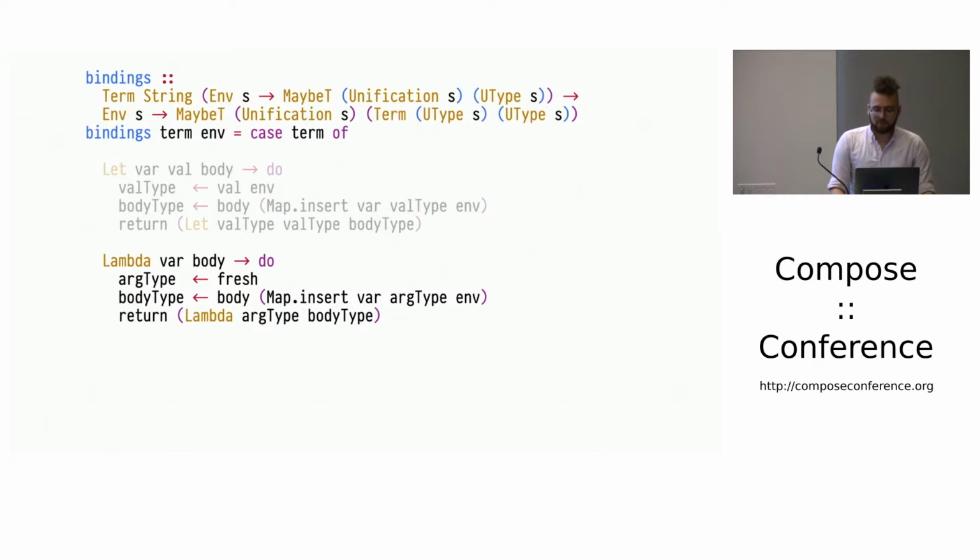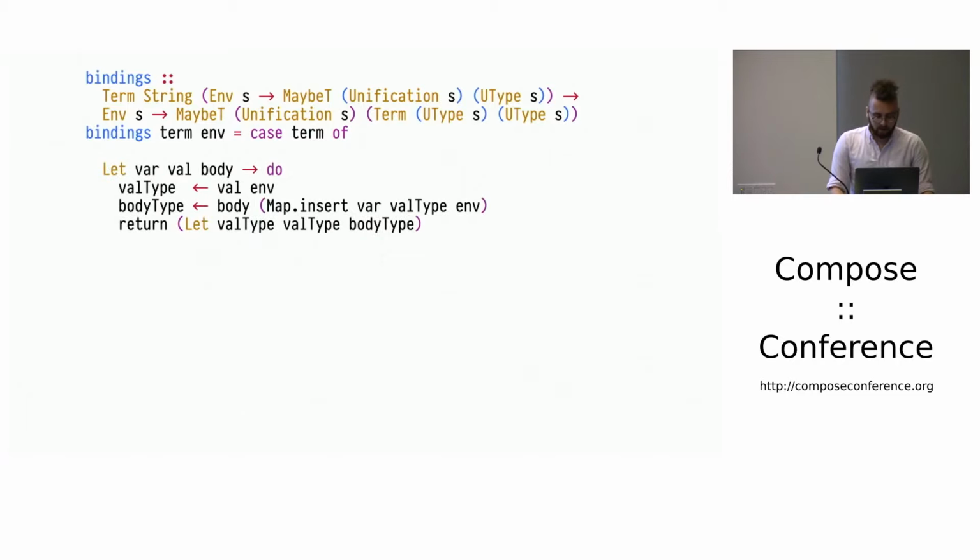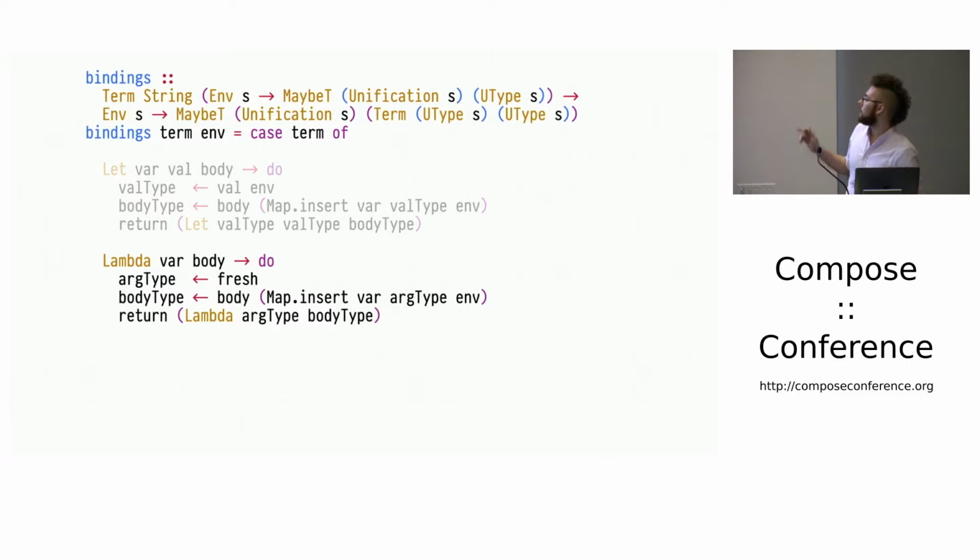But it's not that much more complicated. We've just replaced maybe with maybe t unification. And now in bindings, when I have a lambda expression, this is getting to the punchline of that lambda question mark that we had earlier, I invent a fresh argument type, dually to how I had to invent a fresh result type in the check function.